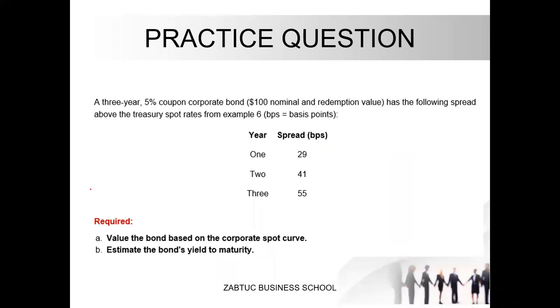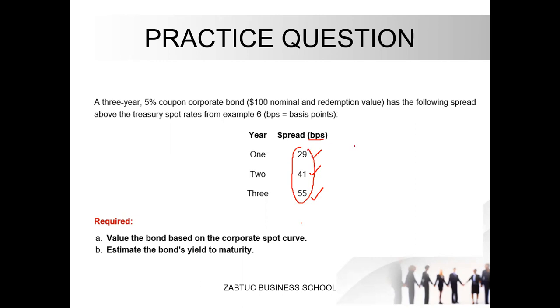Again, you've got a question here. A 3-year 5% coupon bond has the following spread above the treasury spot rates from the example I've looked at: 1, 2, and 3. Value the bonds based on the corporate spot curve. So I want you to value the bond. These are the spreads, basis points. That one, and that one.